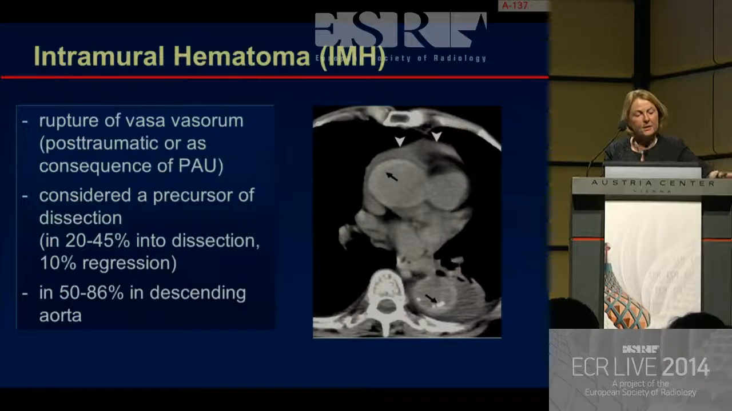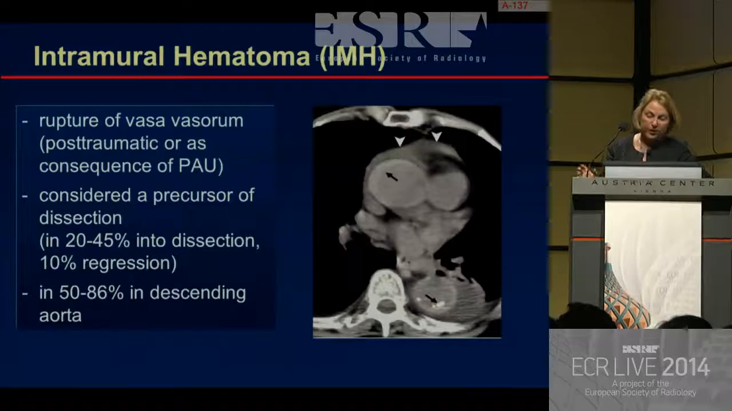The second is an intramural hematoma, which is caused by the rupture of vasa vasorum. It can be post-traumatic, but it can also be the consequence of an ulcer. It is considered a precursor of dissection. In almost 50%, it can move on to a real dissection, but in a smaller part of patients, there might be also regression. And in most of the patients, it occurs in the descending aorta.